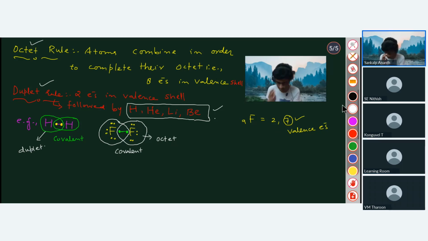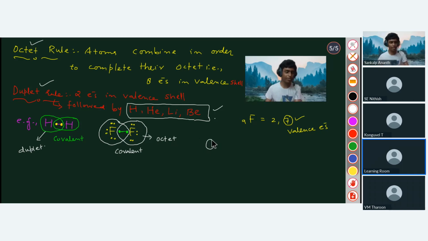Now tell me, if I'm having a double bond, in the case of oxygen, there is a double bond. For example, tell me how many valence electrons oxygen has. Oxygen has atomic number 8, so 8 electrons. It has 6 valence electrons, right? Yes, sir.